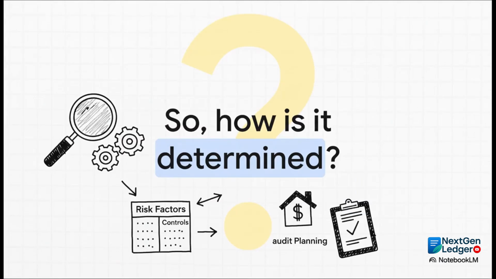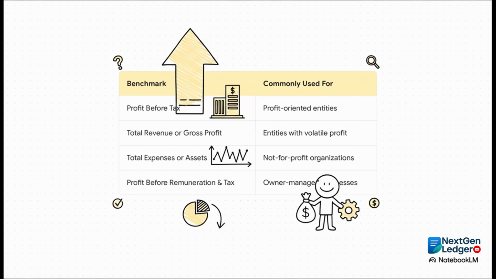It's a powerful idea, right? But it's not just a number that auditors pull out of thin air. It sounds a little subjective. So how do they actually apply this judgment in the real world? Well, it all starts with picking a benchmark. For a standard, profit-focused company, auditors often use profit before tax. That makes sense.